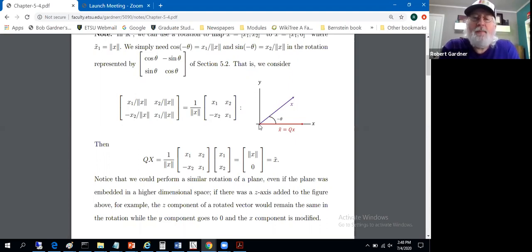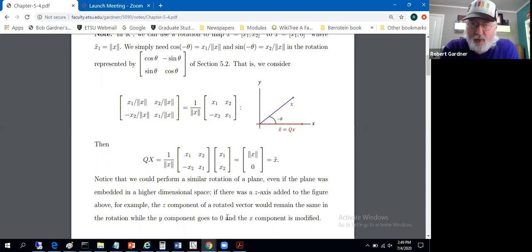Then what would happen when you did this rotation to any vertical components, any z components of rotated vectors? Well, they'd be unchanged by this type of rotation. The height would remain the same. It's the x and y values that are changing.